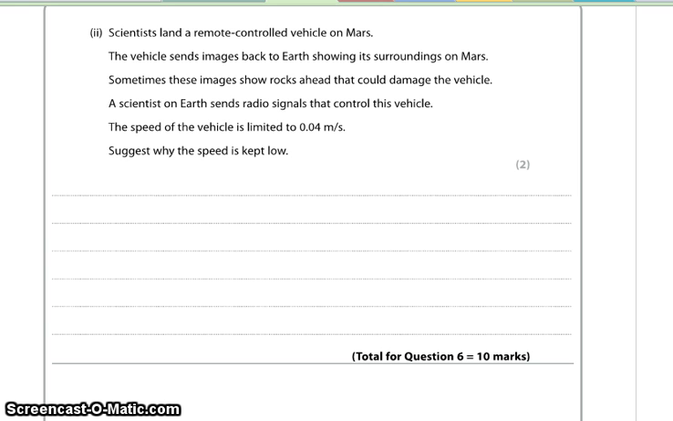Now, scientists land a remote-controlled vehicle on Mars, and it sends back images, and sometimes these images show rocks that could damage the vehicle. A scientist on Earth sends radio signals that control the vehicle. The vehicle's kept at a low speed of 0.04 meters per second.